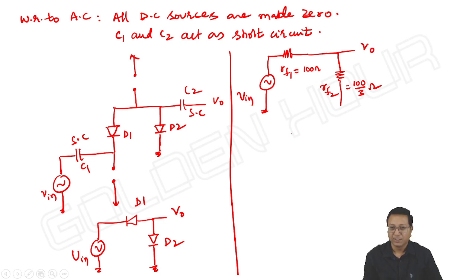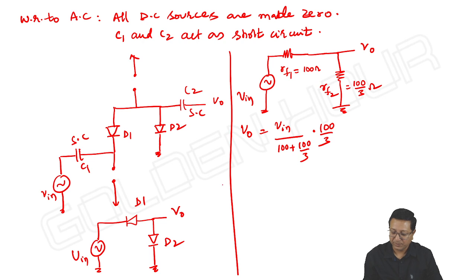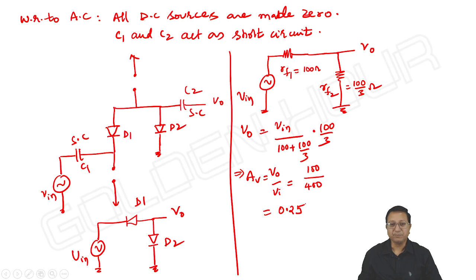V output is also ground. So what is V output in terms of V input? V output is V input by (RF1 plus RF2) multiplied with RF2. Then gain AV is equal to V output by V input, which is equal to 100 by 400, or 0.25. That's it. Okay, next.